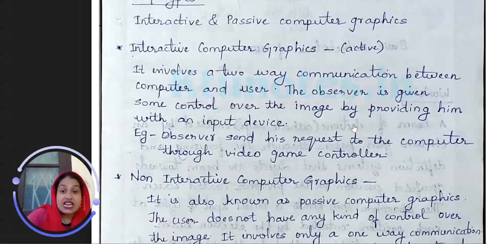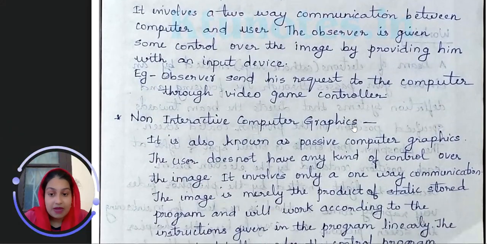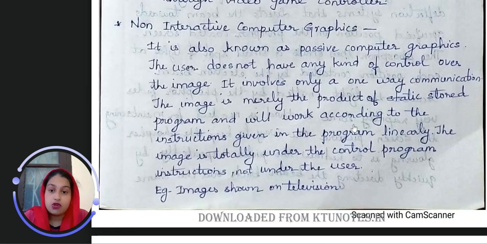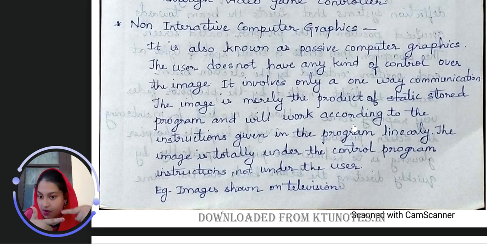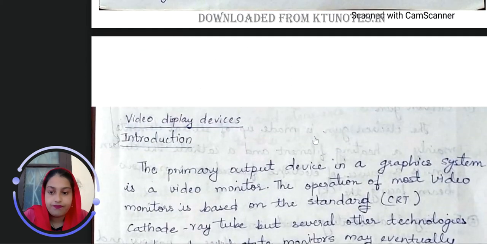Okay. Now, non-interactive computer graphics is also known as passive computer graphics. The user does not have any kind of control over the image. It involves only a one-way communication. There is no two-way, only one-way communication. The image is merely the product of static stored program and will work according to the instructions given in the program linearly. The image is totally under the control of program instruction and not under the user. Example, image shown on television. We cannot do any change on it. So, it's just one-way communication.